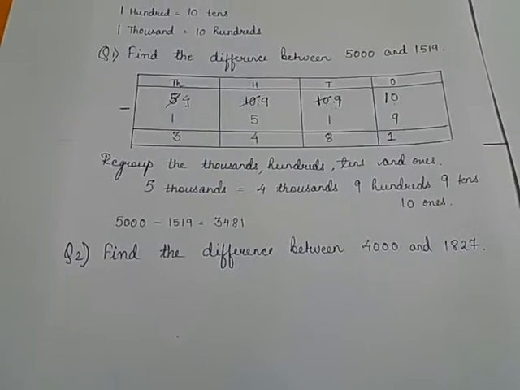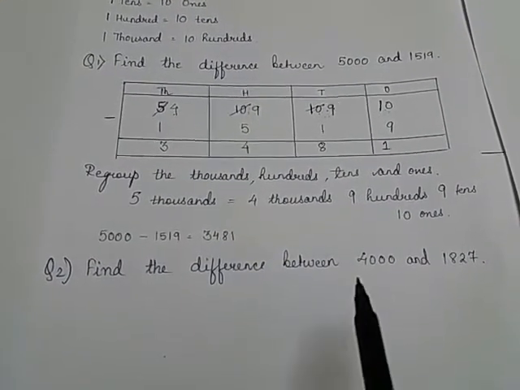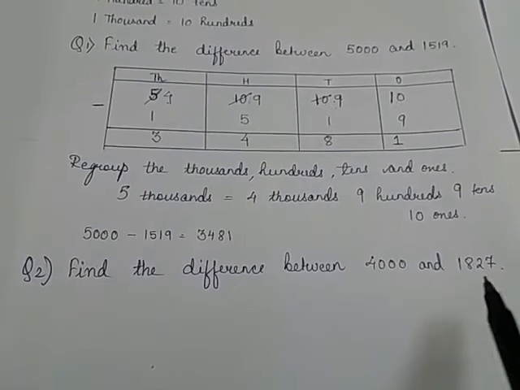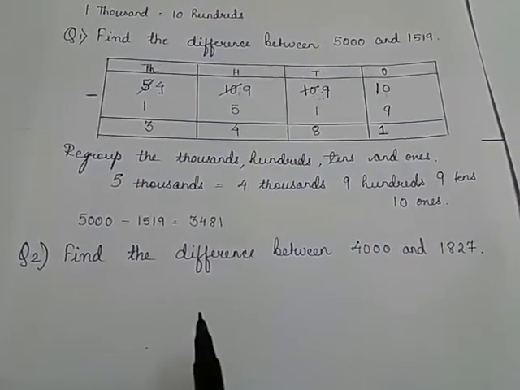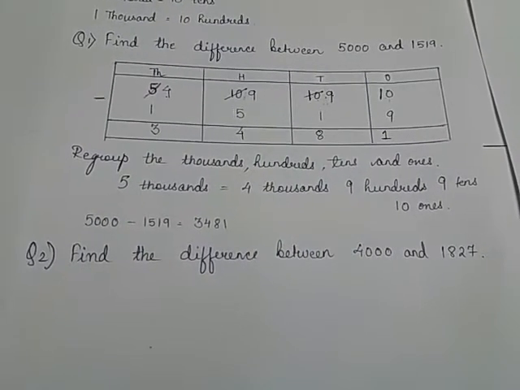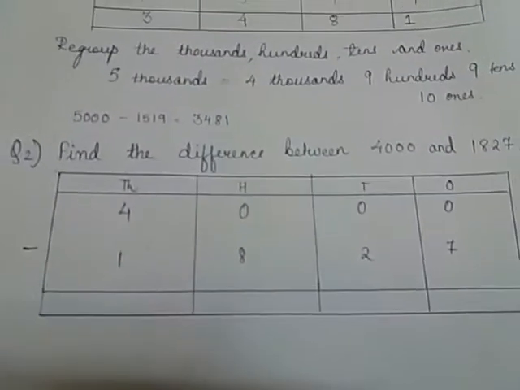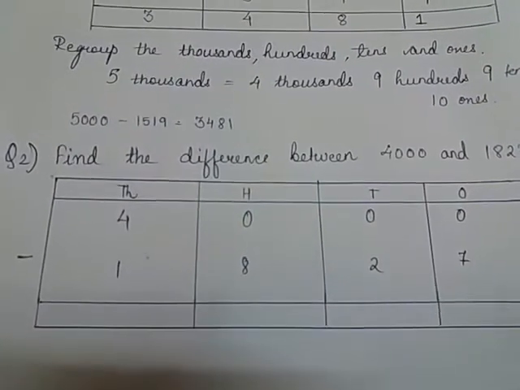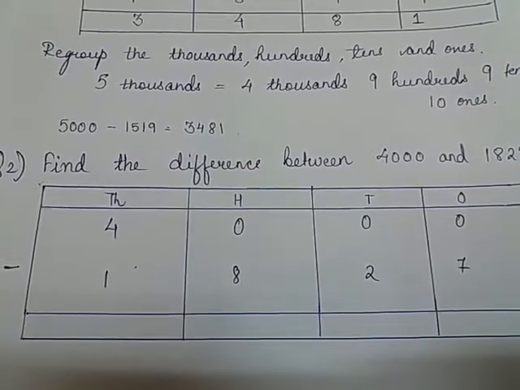Children, now let's move on to the next question. Find the difference between 4000 and 1827. Again, we will draw a place value chart and then we will regroup and then we will subtract. So let's start. So here is our place value chart where we have put the values. Now we will start from the right side, that is from the ones place.